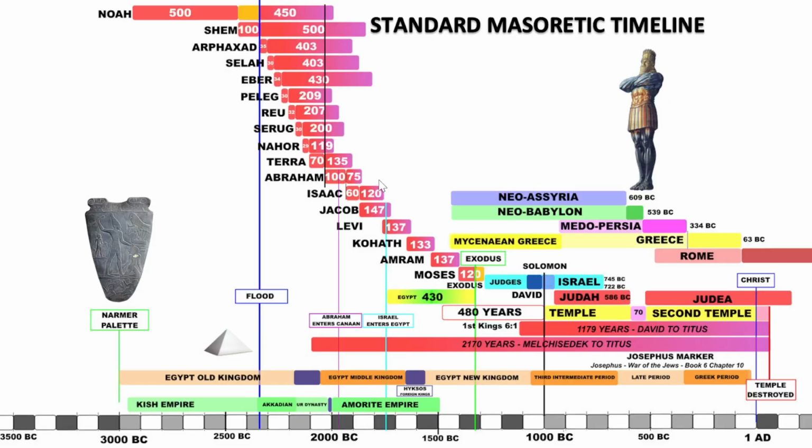All right, so let's look at this, just compare the differences. Standard Masoretic timeline. So again, we have this really weird choppiness. And notice the pyramids. This is the Narmer palette. This is the oldest artifact I think we have from ancient Egypt. And it's really about Narmer, who conquered Egypt and united the two kingdoms. And he's wearing the double crown, the famous double crown of Egypt.